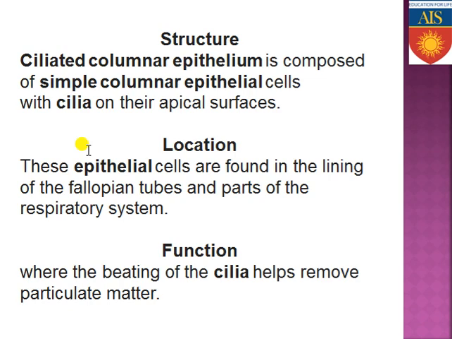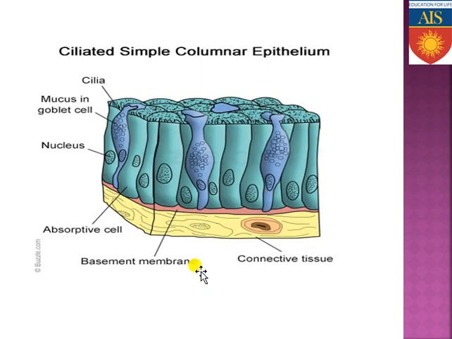So in the fallopian tube, they propel the ovum which is produced during ovulation, and when they are present inside the respiratory tract, they are responsible for propelling the air, as well as for inhibiting the unwanted particles which have entered the respiratory tract. Function: when the cilia are beating, it will help to remove particulate matter from any duct or any tube.